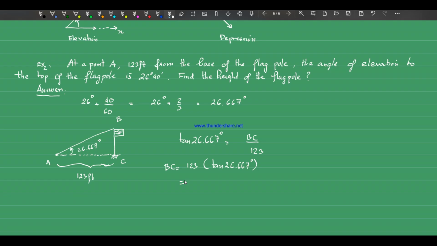Then you multiply by 1, 2, 3. So you have 61.773. What is the unit? Because it's the height, so it must be feet. Okay, so the flagpole is about 61.773 feet. Pretty good amount. Okay. Easy, right? Not bad.